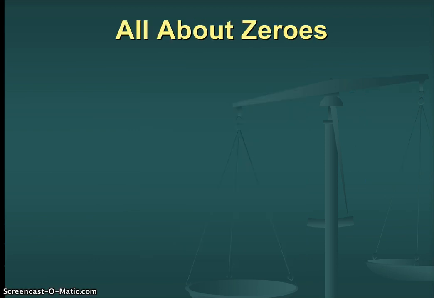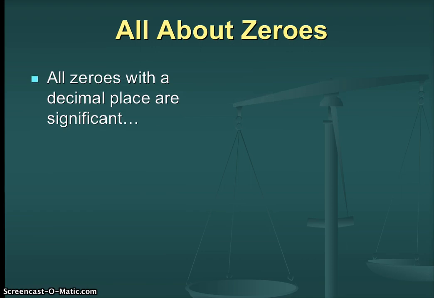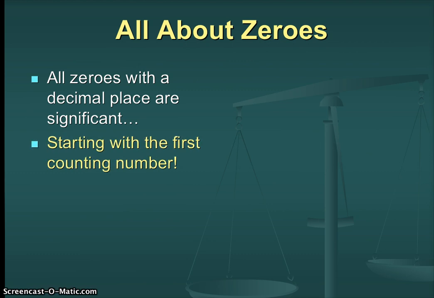How do you determine the number of sig figs in your data? What you're doing is you're trying to decode how well the scientist did at measuring. Was she a very, very precise scientist, or did she kind of squint at it with one eye and her glasses off and say, yeah, that looks about right? The way we tell is with a decimal place. If there's a decimal place, all zeros are significant, starting with the first counting number.